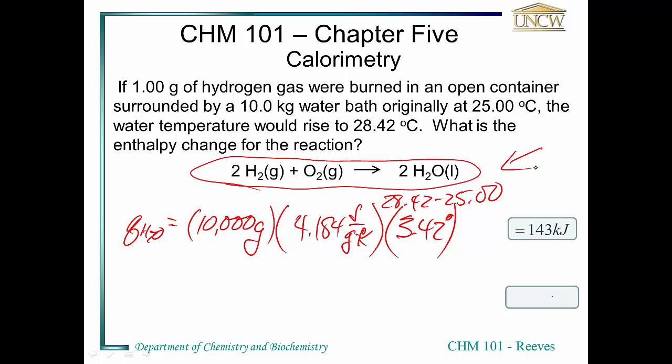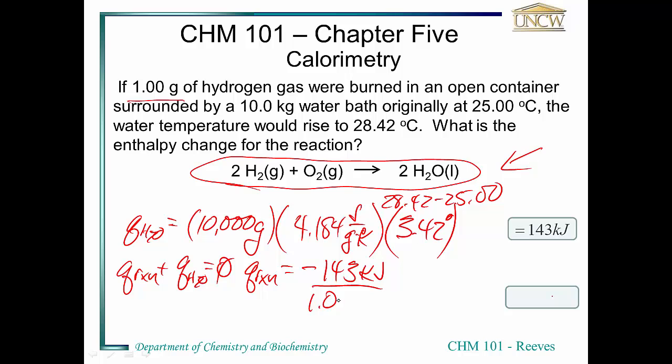We need to know how much heat is generated by burning a specific amount of a material. In this case, it's hydrogen. So this then represents the heat that went into the water. But it's critical to realize that Q for the reaction plus Q for the water must be equal to 0, which means Q for the reaction is going to be minus 143 kilojoules. But that was produced by 1.00 grams of hydrogen. Remember, you match up the heat with the amount of material that produced it.